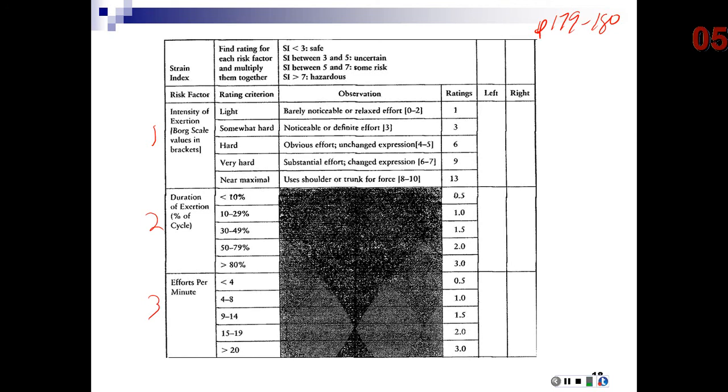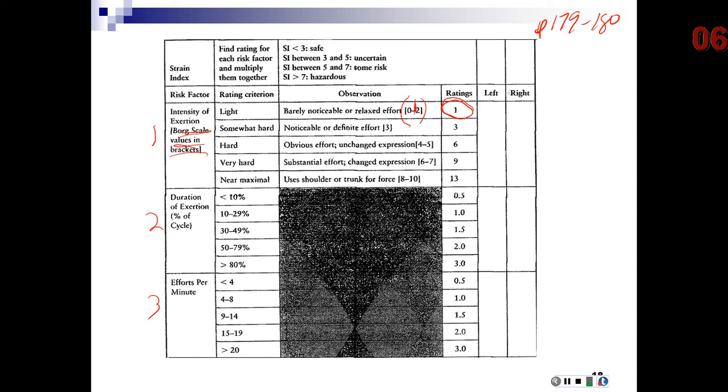The first one is looking at the intensity of exertion, or the force, the effort. For this one, if you recall from the hand activity level TLV, the operator said it was a light exertion. He picked a value of 1 off the Borg CR10 scale. We can use the Borg scale to give you the information if we're evaluating intensity. The numbers in brackets are the Borg scale, and so he picked a 1. And so we circle a 1 for the rating.